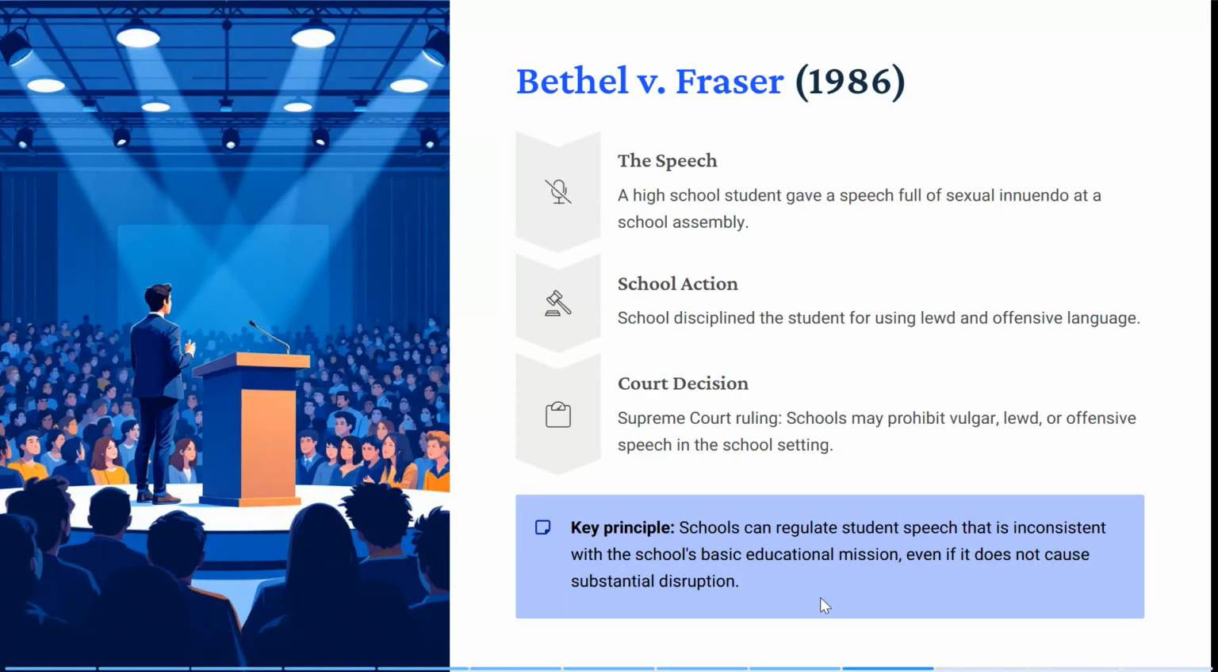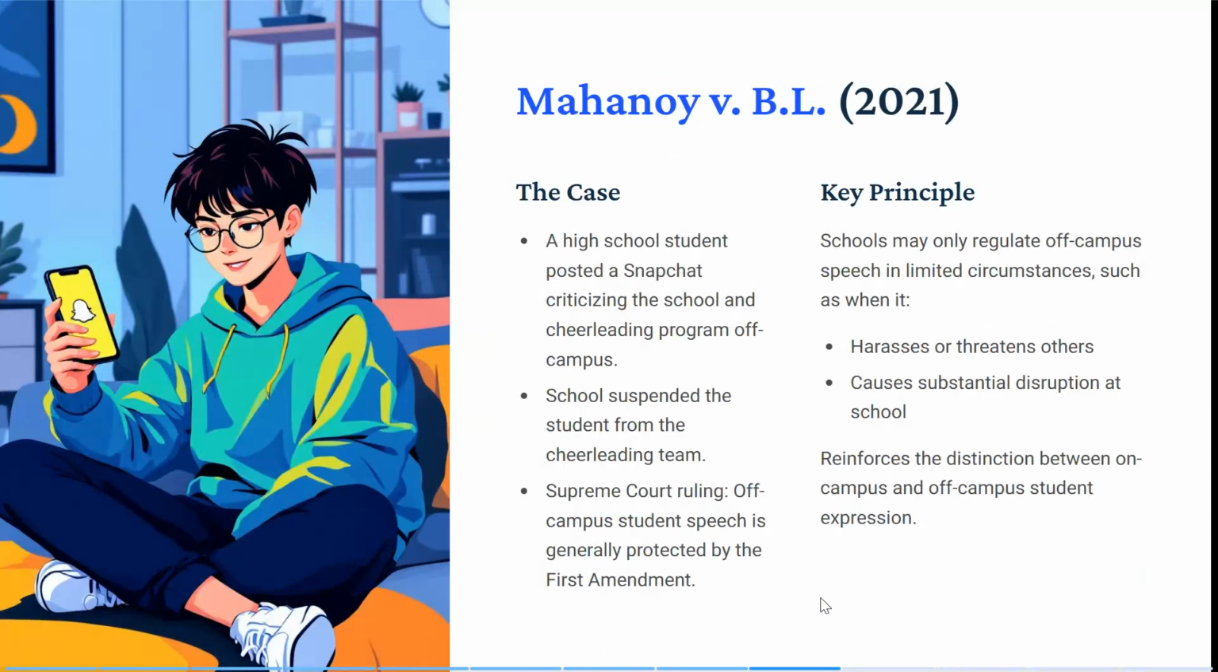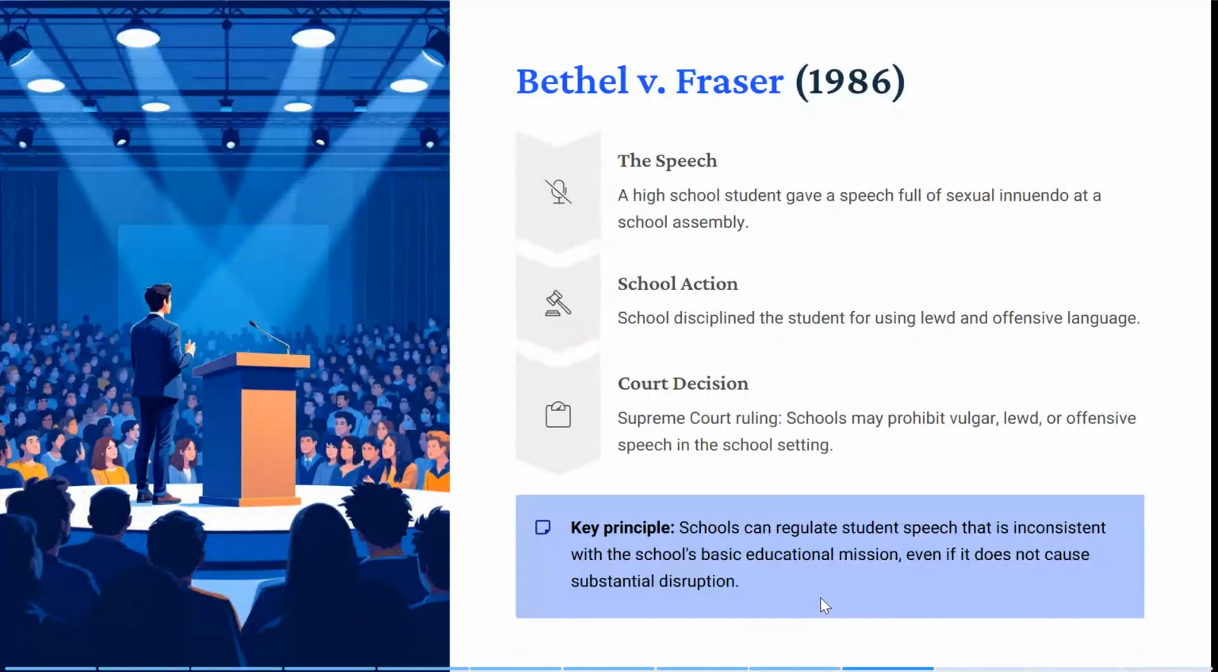This case is slightly different from the previous case, Mahanoy versus B.L. In that case, the student did make lewd and offensive remarks, but the Supreme Court allowed it. However, in Bethel versus Fraser, a student used lewd and offensive language and it was not allowed. So just showing the two different sides.